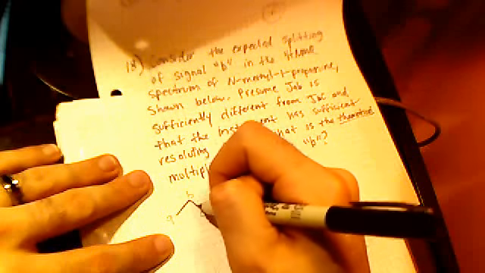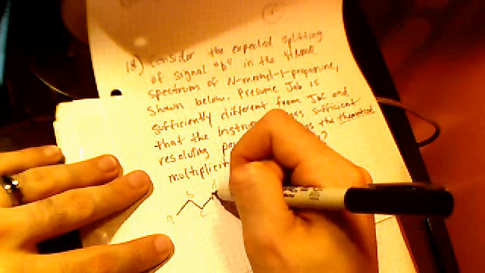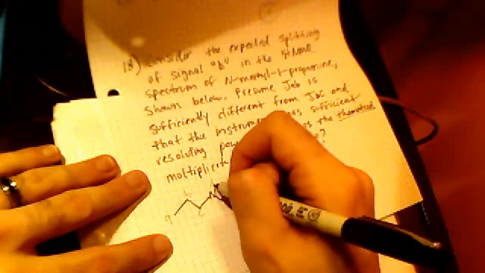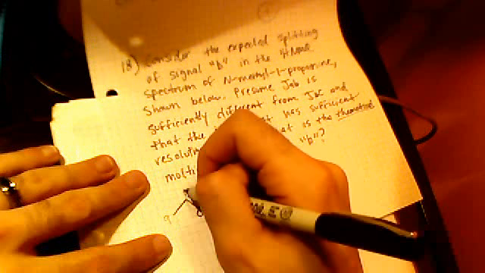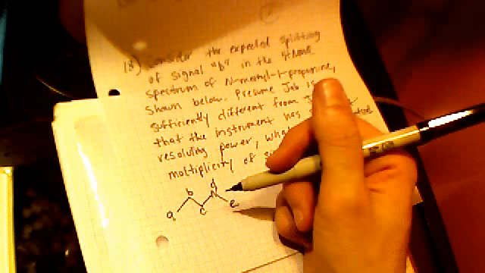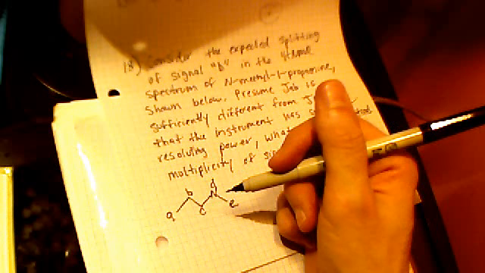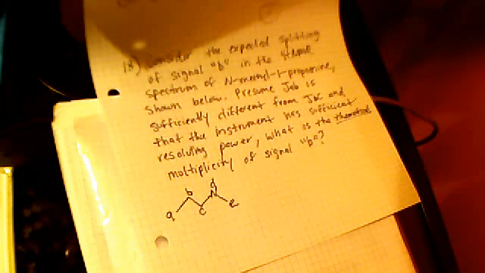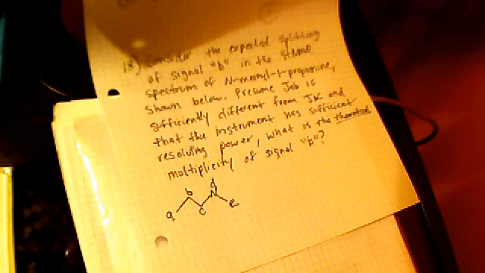Alright, so here's the molecule. There's the N. So this is E, this is D, environment C, environment B, environment A. So we're looking at environment B. We want to know what the splitting should be.